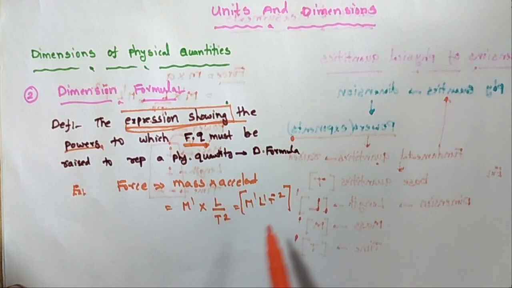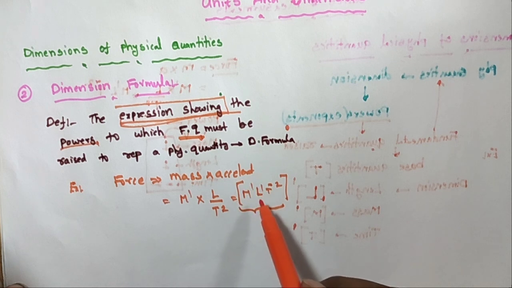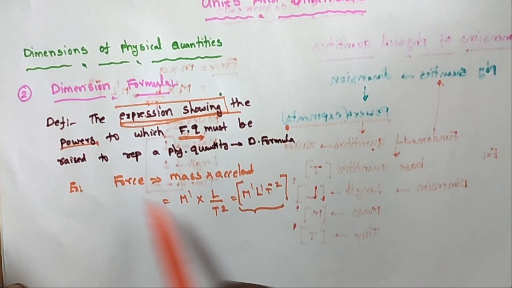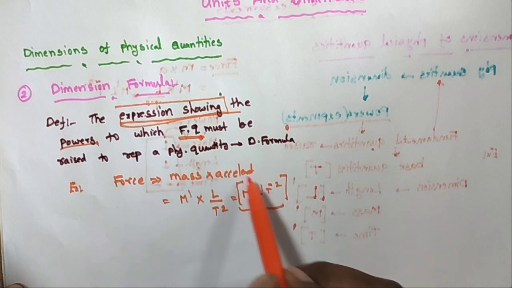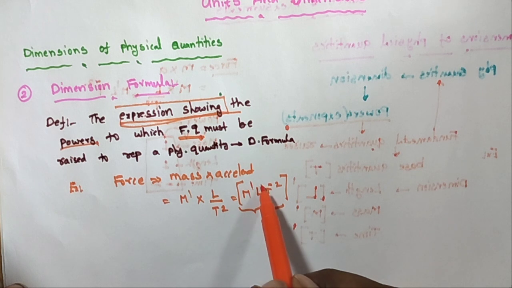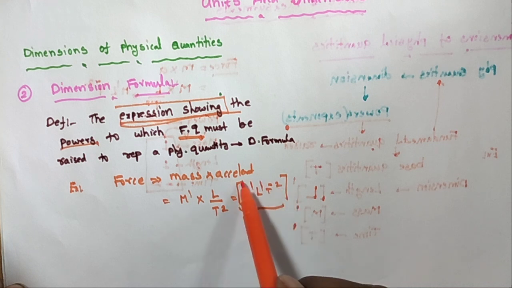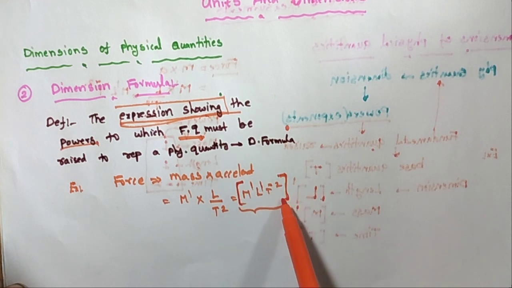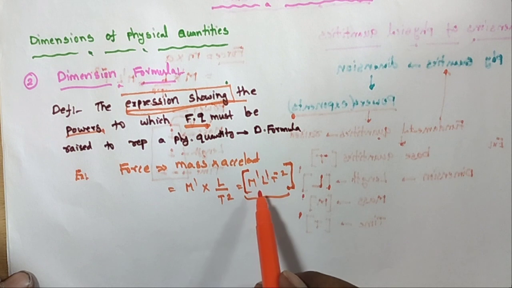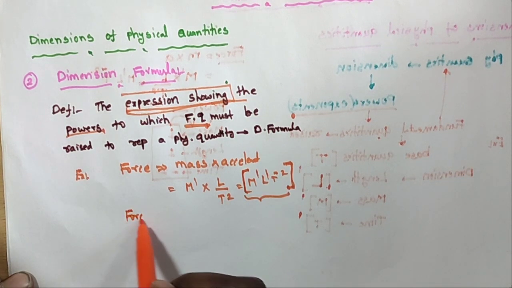So this shows all the fundamentals completely. Suppose the force depends only on mass and acceleration. So the force is an expression showing the fundamental quantities. This complete expression of the physical quantity is called the dimensional formula. This is the dimensional formula of the force.